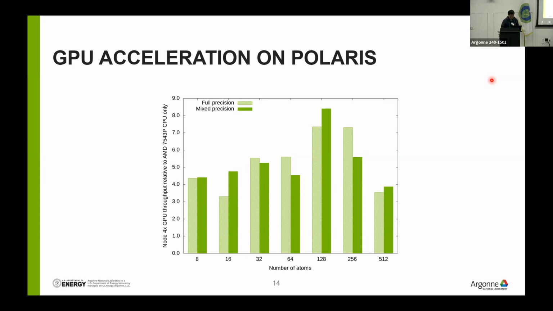the Summit machine. But again, you can see there is speed up, and the maximum you can hit is a factor of 8 using mixed precision. But I would say you clearly see the advantage of running the nickel oxide benchmark across the board range of problem sizes. The smallest one is only 8 atoms. The largest one is 512.